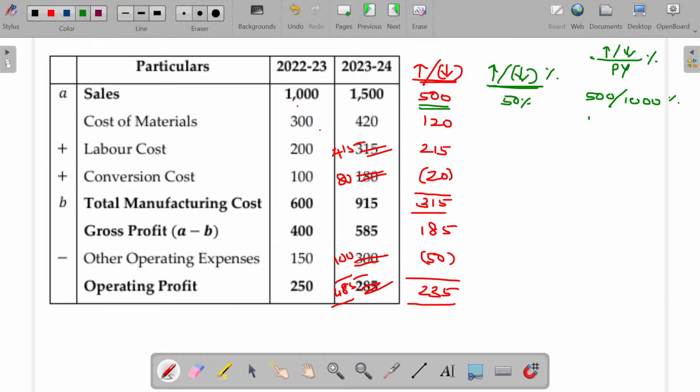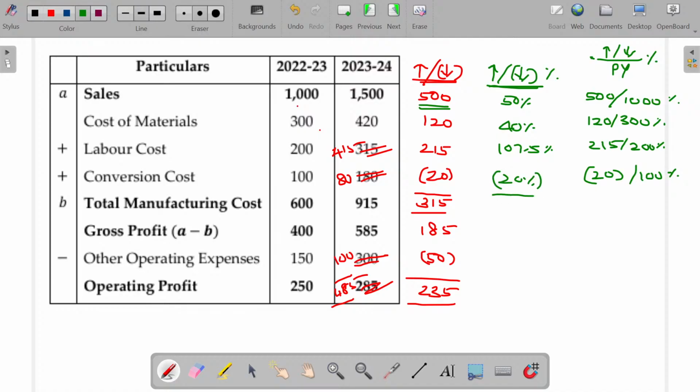Next year 120 increases from the base 300, 40% increases. The next one being 215 increases from the base 200, 107.5%. Then 20 decreases from the base 100, so 20% decrease in negative. Your profit change being 315 is the increase from the base 600, 52.5% actually increases. In case of GP, 185 increases from the base 400.